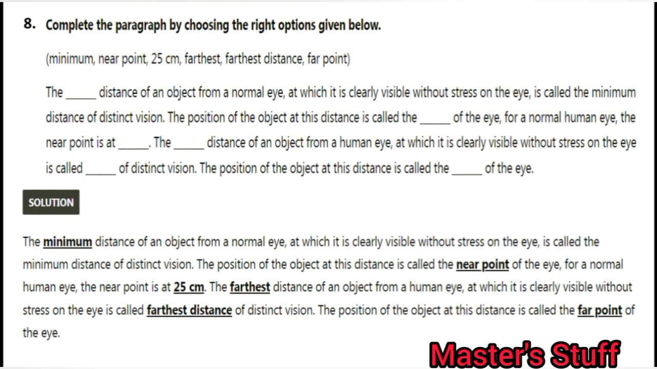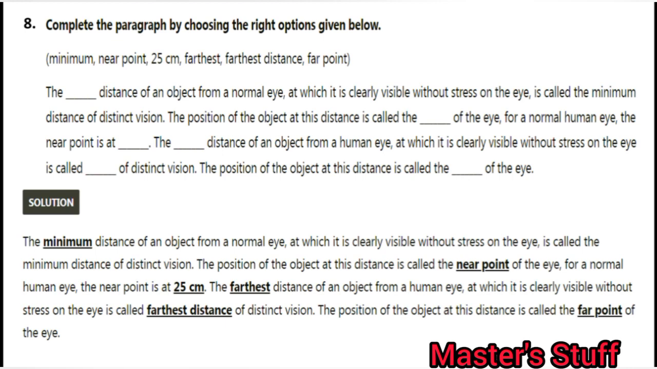The dash distance of an object from a human eye at which it is clearly visible without stress on the eye is called dash of distinct vision. The position of the object at this distance is called the dash of the eye.